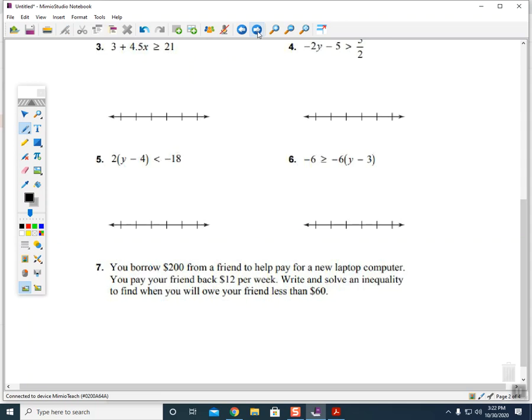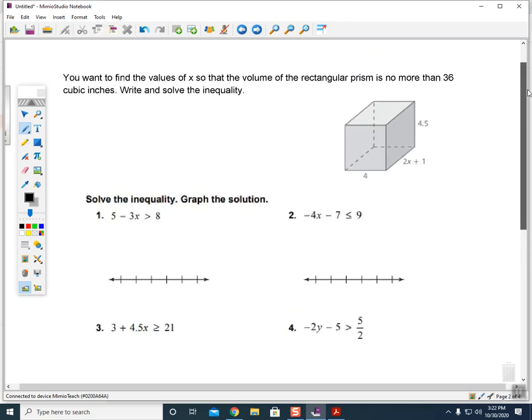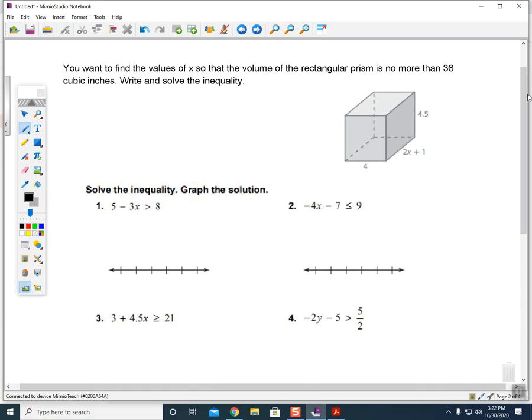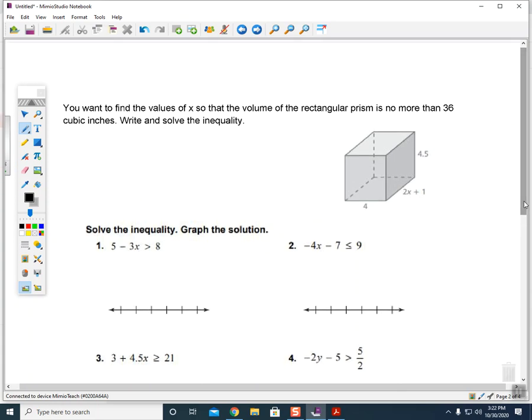All right, let's do some practice here. So I want the value of x, so that the volume of the rectangular prism is no more than 36 cubic inches. So volume is going to be length times width times height. I'm going to try to recalibrate this here quick.